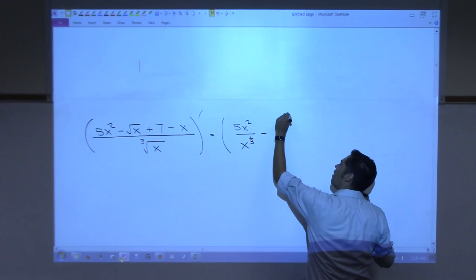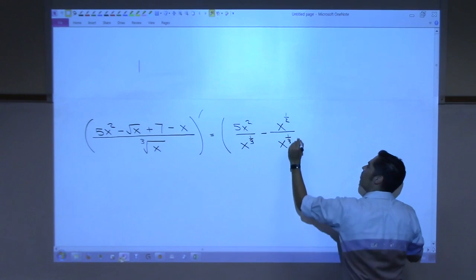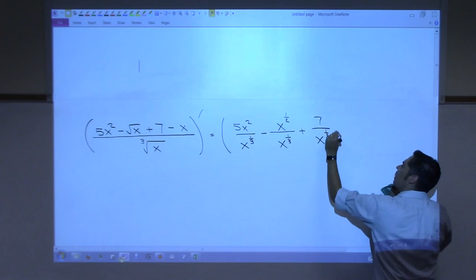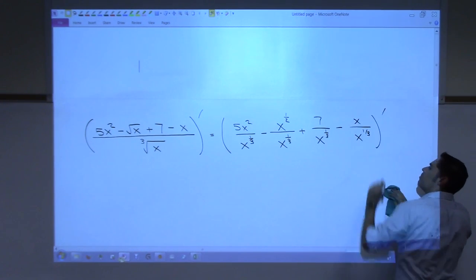Minus x to the 1/2 over x to the 1/3, plus 7 over x to the 1/3, and minus x over x to the 1/3. Derivative, right? That's what I want.